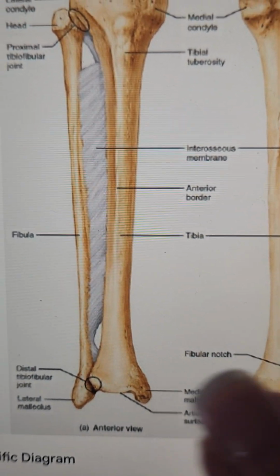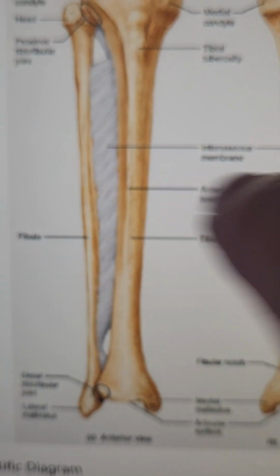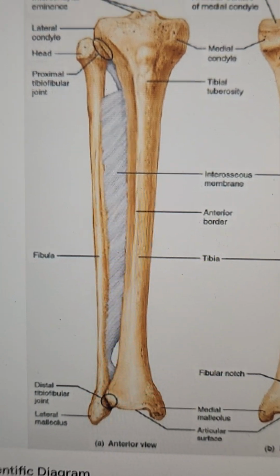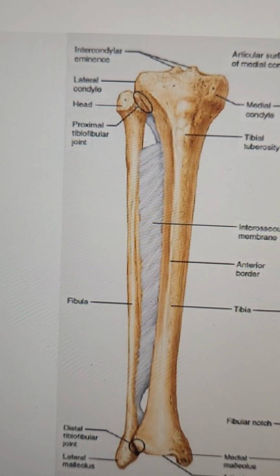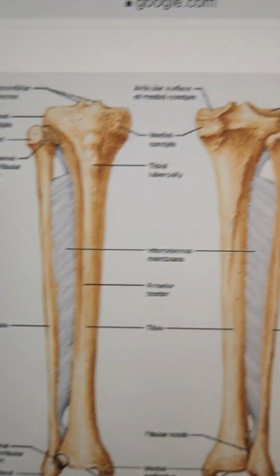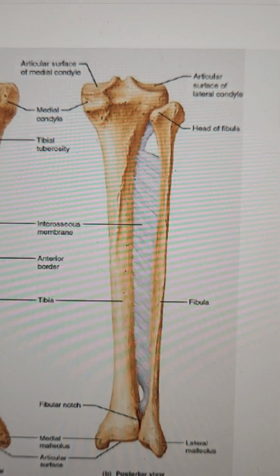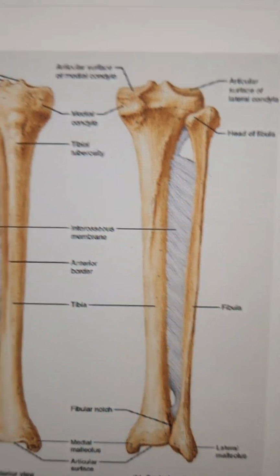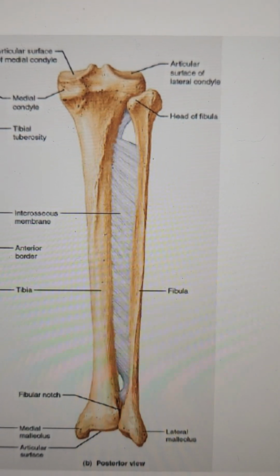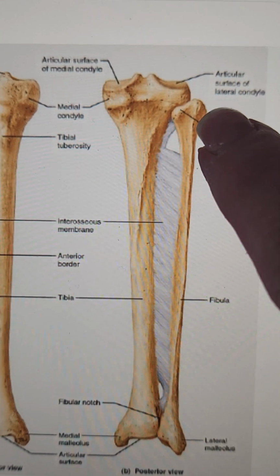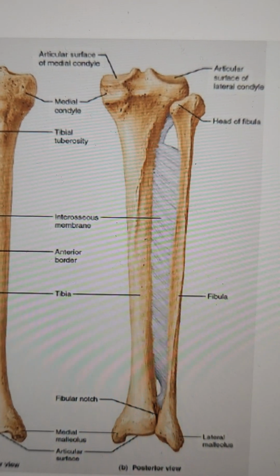Going back up, we have the tibia, the mid part of the tibia. We have the anterior border. Tibial tuberosity, we talked about, medial condyle. Now, this is the anterior. We're going to go over to the posterior now. So we're going to have an articular surface of the medial condyle right there. We're going to have a posterior surface of the lateral condyle, because the fibula is on the lateral side. The tibia is on the medial side.